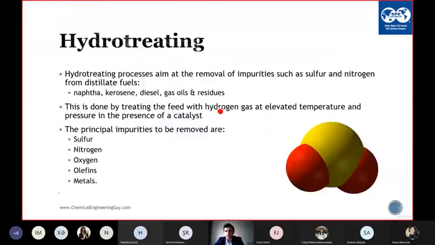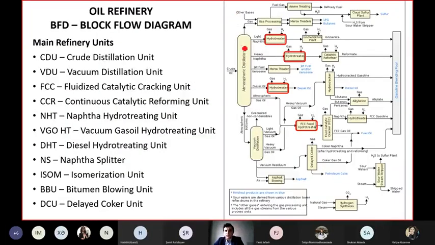So we talked about the CDU, we talked about the VDU, we talked about the catalytic reformer, we talked about the FCC. Now I will talk about the hydrotreating processes, which is a must for all the refiners. You cannot find any other refiner without a hydrotreating process. And why do we need the hydrotreating process? To clean impurities, such as we will see which impurities later.